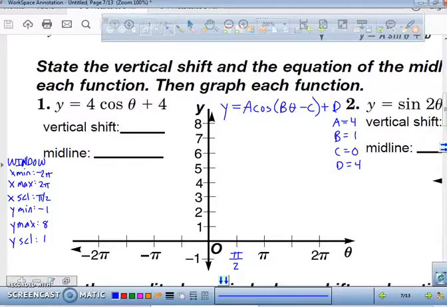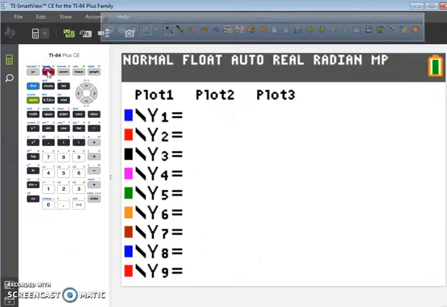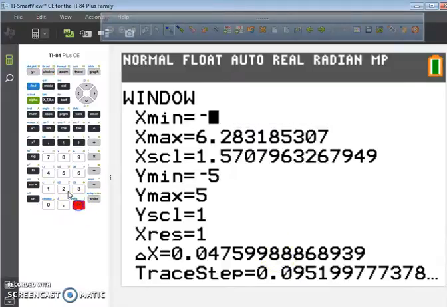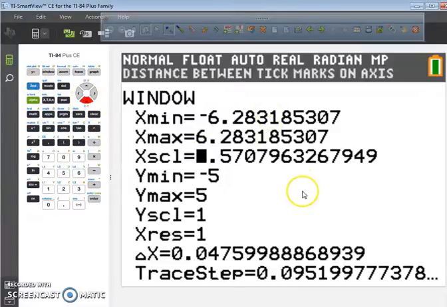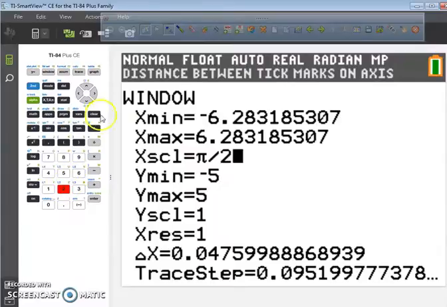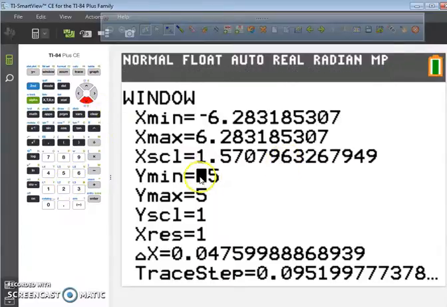Y minimum is -1. So go to window, type in -2 pi, +2 pi. Calculator automatically changes to a decimal. Your scale, this is technically pi over 2, but I'll just retype it in. Pi divided by 2, saying y minimum, -1, y maximum, 8, and y scale 1. So now I have my window settings.